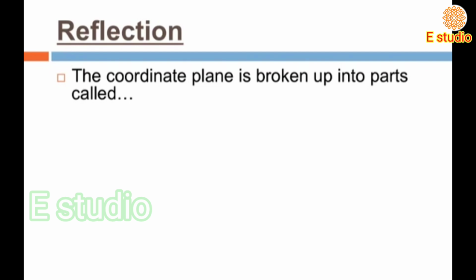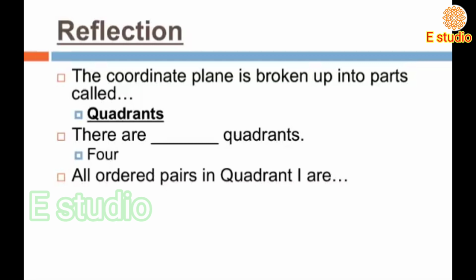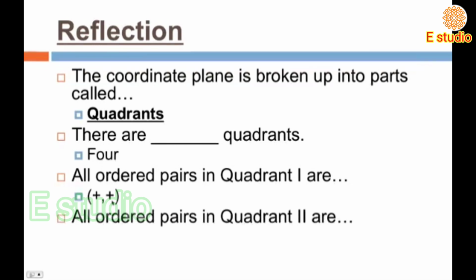The coordinate plane is broken up into parts called quadrants. There are how many quadrants? 4. All ordered pairs in quadrant 1 are positive, positive. This means that the x-coordinate in quadrant 1 is positive and the y-coordinate in quadrant 1 is positive. All ordered pairs in quadrant 2 are negative, positive. This means that the x-coordinate is always negative and the y-coordinate is always positive.